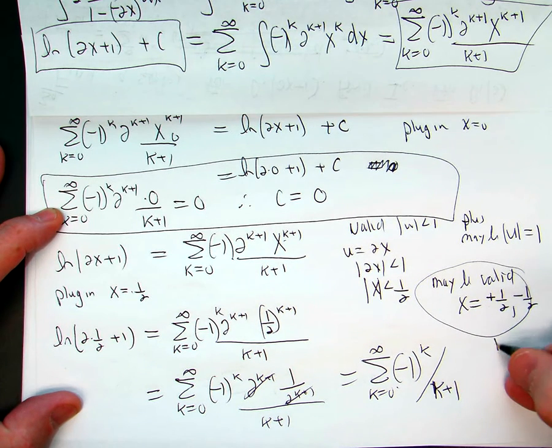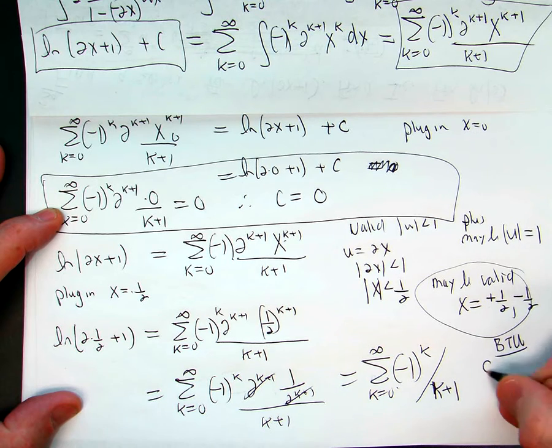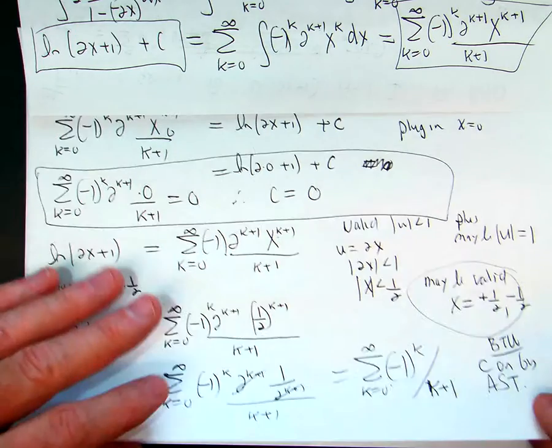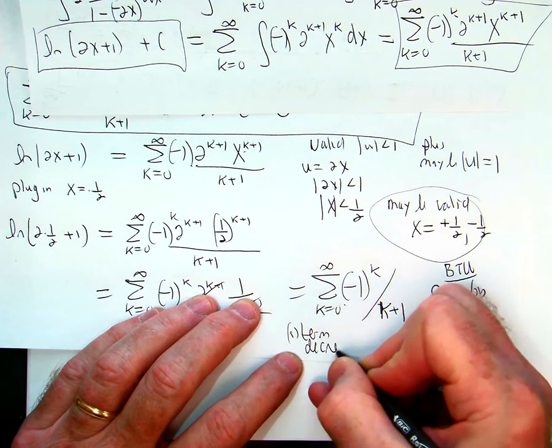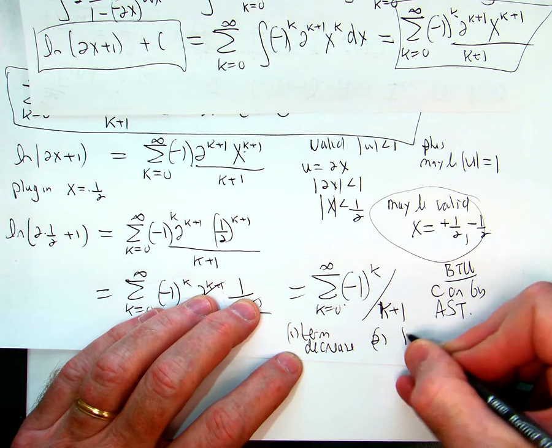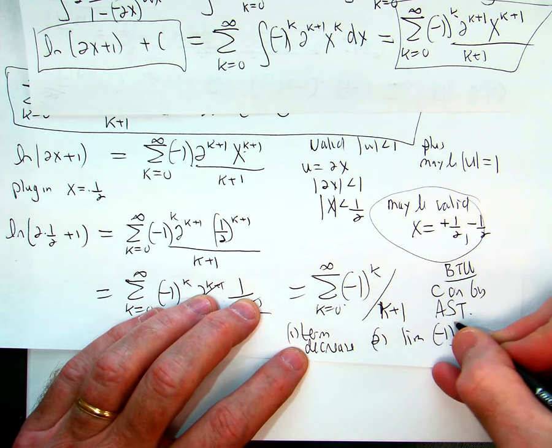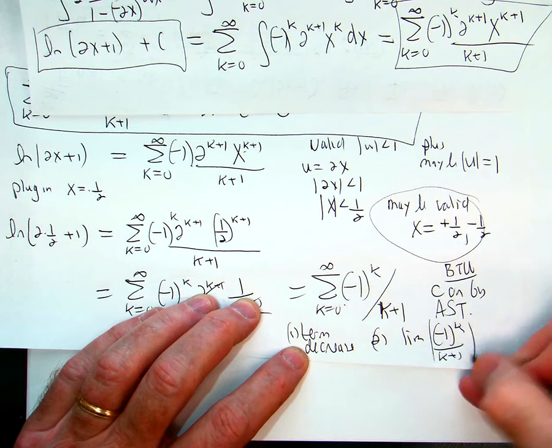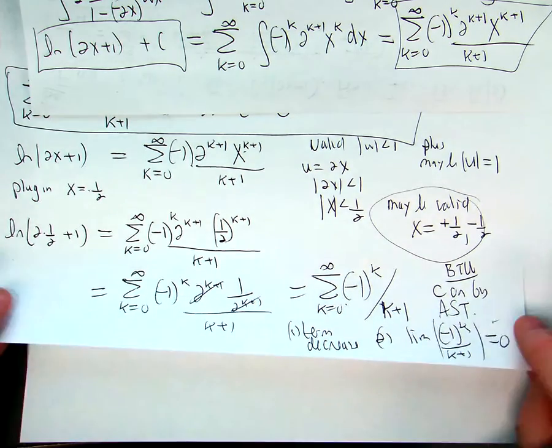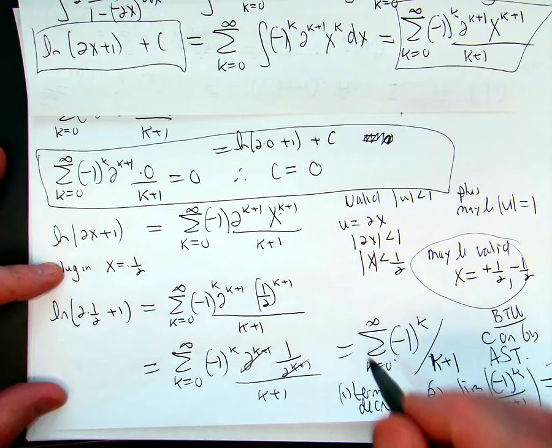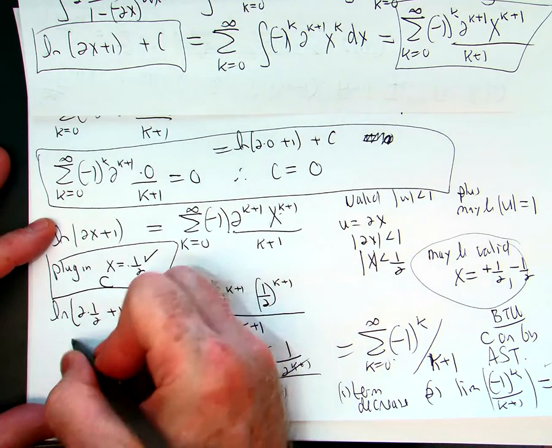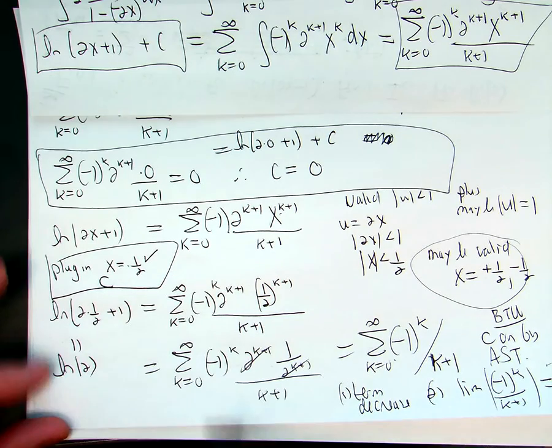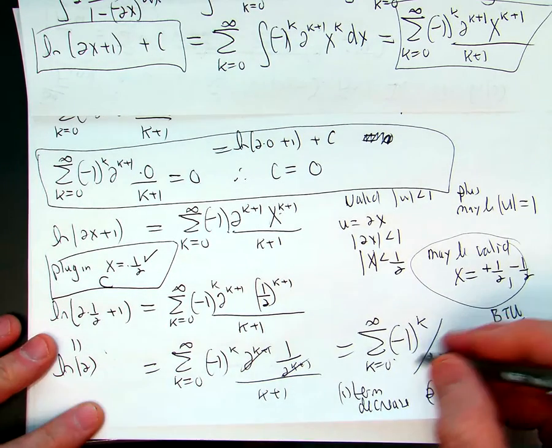And by the way, this will converge by the alternating series test. And how do I know that? Well, the terms decrease, and second, this limit equals 0. So that's why. So what I know is that this is the log, and I can plug in x equals 1/2 and I get convergence. And not only that, but it converges to the natural log of 2, so this is what the natural log of 2 is over here.